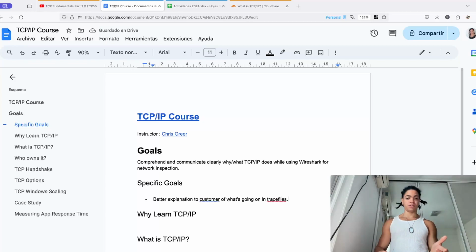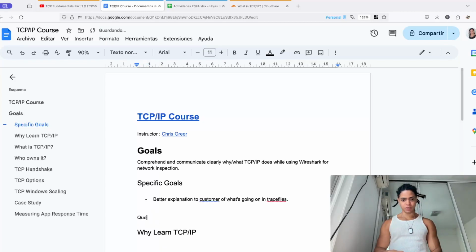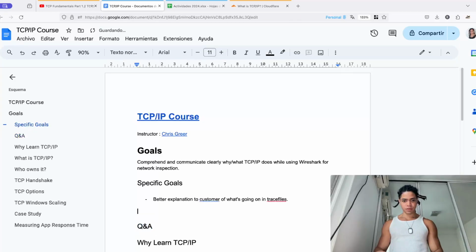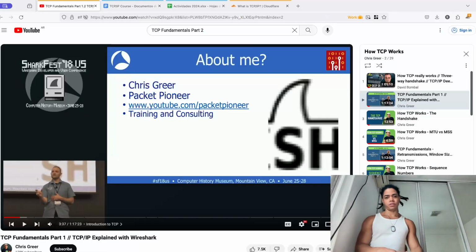The question is, what is a trace file? It's like a Q&A. What's a trace file in Wireshark? In the Wireshark context, I think it is the output of this.